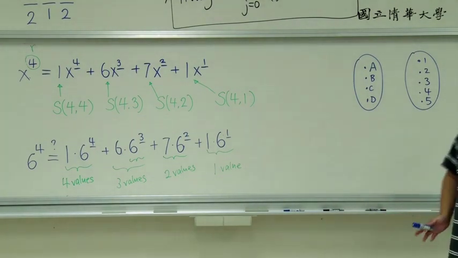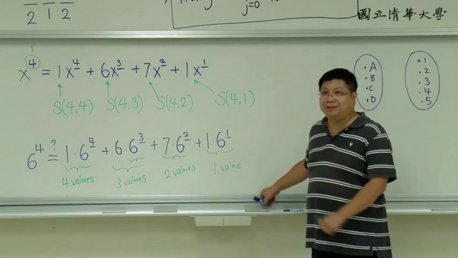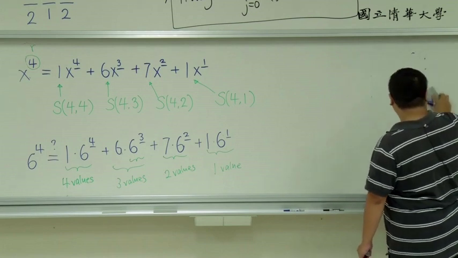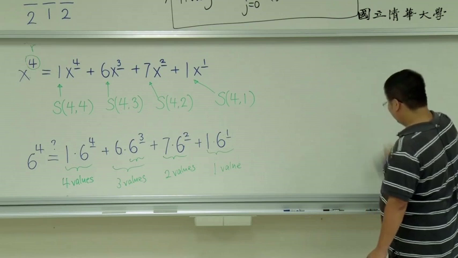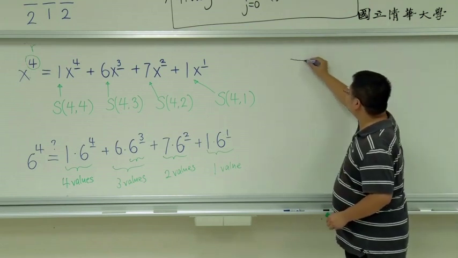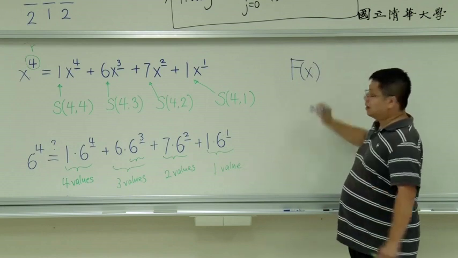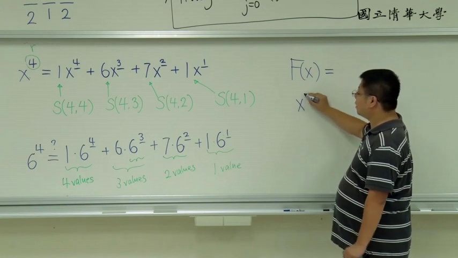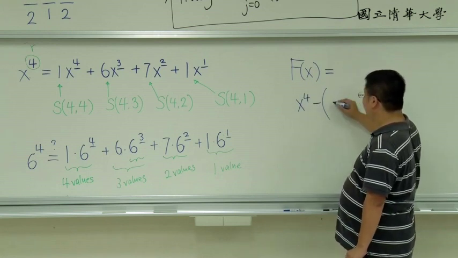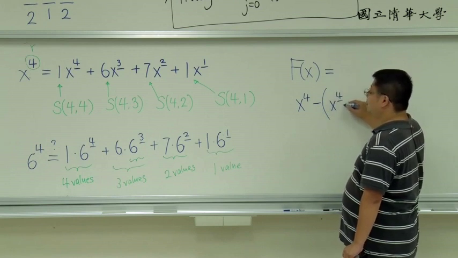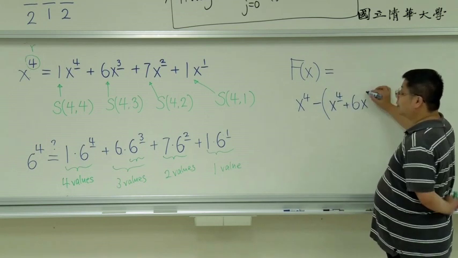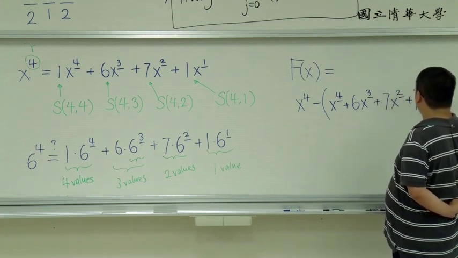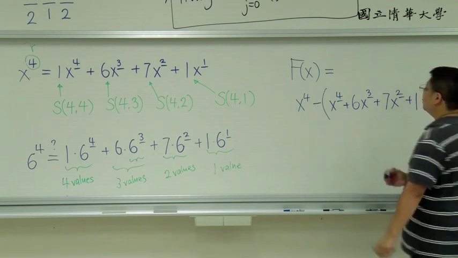Okay. So what does that mean? It means that if you consider this function, let's call it function x. Let's consider a function x which is defined as the left-hand side minus the right-hand side. The left-hand side is x to the power 4 falling, minus the right-hand side, x to the power 4 falling plus 6x to the power 3 falling plus 7x to the power 2 falling plus x to the power 1 falling. Let's consider this function.